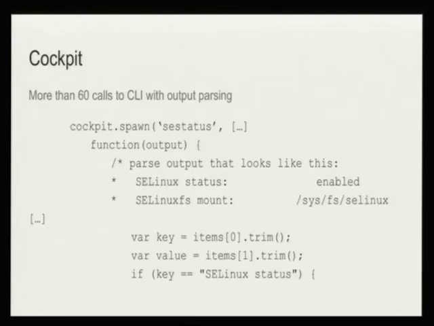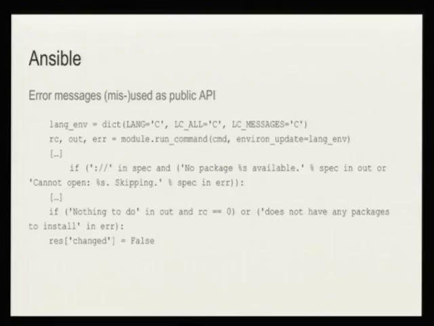In Cockpit, we also have like 60 calls to CLI tools and parsing the output of those. A very simple one is the SA status. And then you have to basically parse key values, and every higher level tool has to implement those parsers. In Ansible, for example, it's even more advanced.